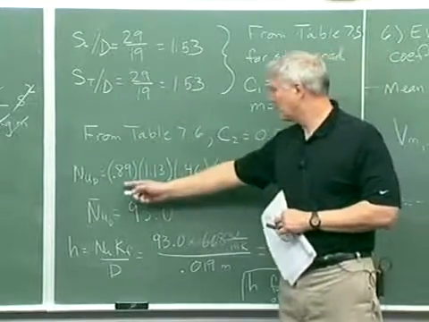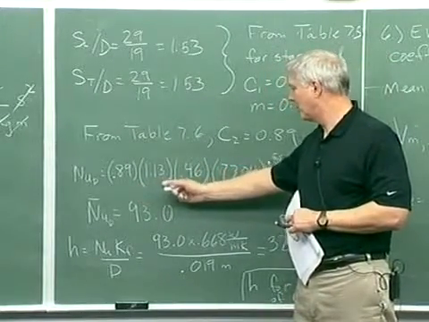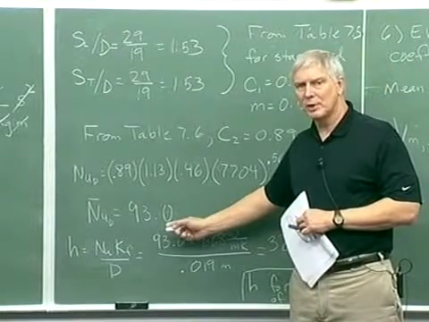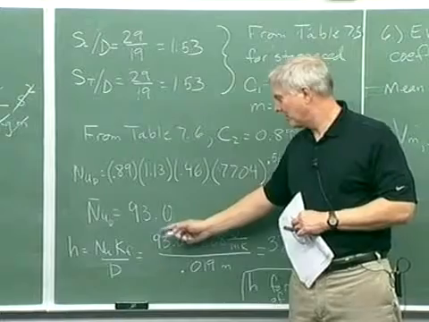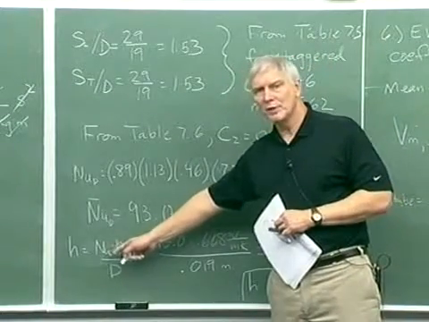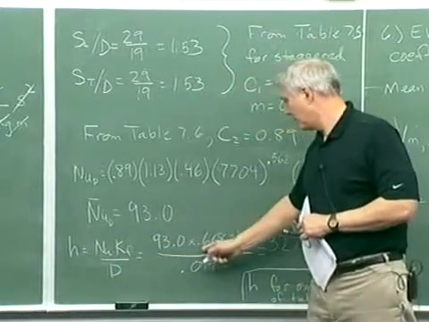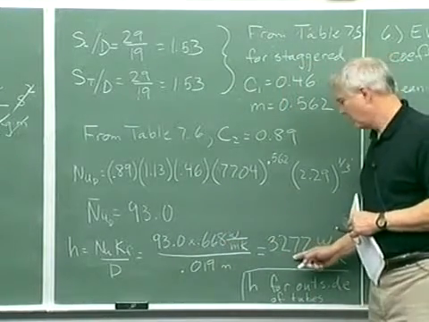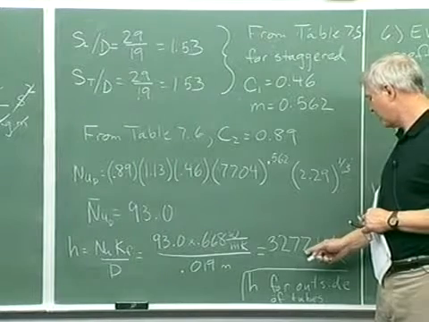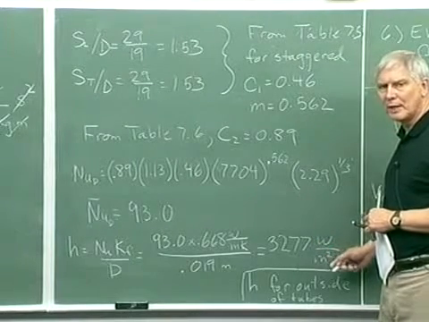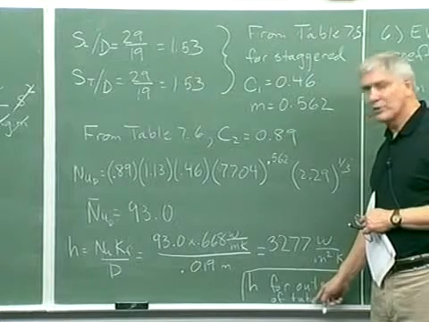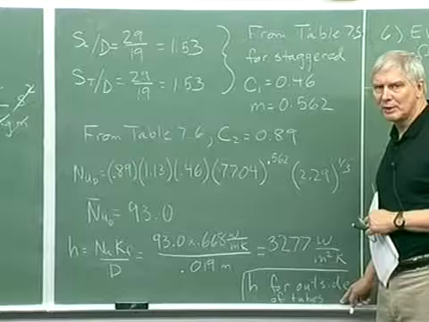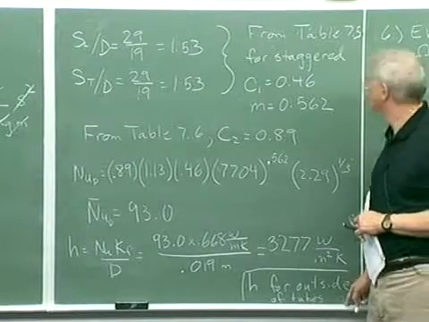So now we're ready to calculate our Nusselt number. We just plug in all the numbers, 0.89 times 1.13, and so forth, and we get a Nusselt number of 93.0. And then once we have the Nusselt number, we can calculate H, which is the heat transfer coefficient, and we plug in our numbers, and we end up with an H of 3277 watts per meter squared K. And that's the heat transfer coefficient for the outside of the tubes. And we're going to use that later to calculate the overall heat transfer coefficient.